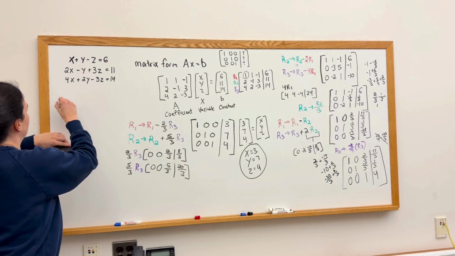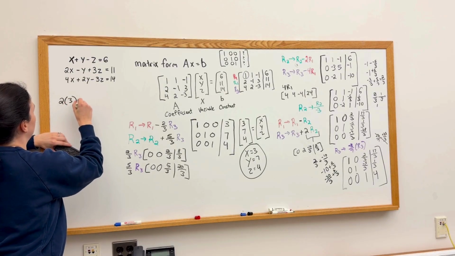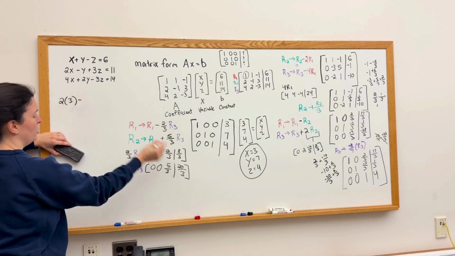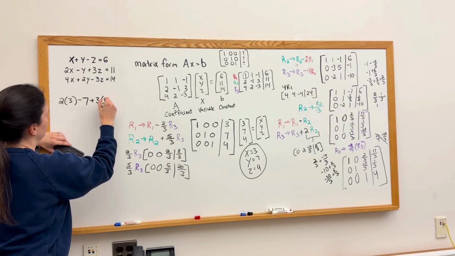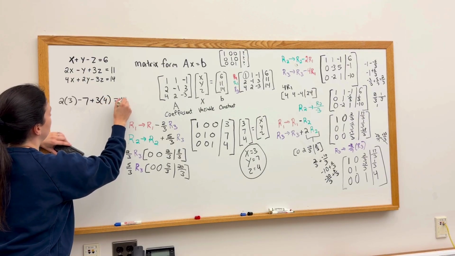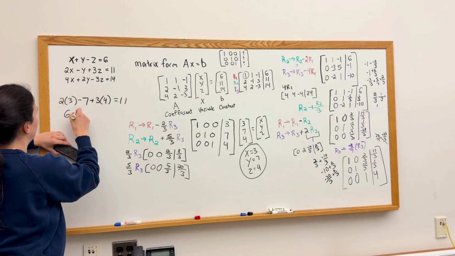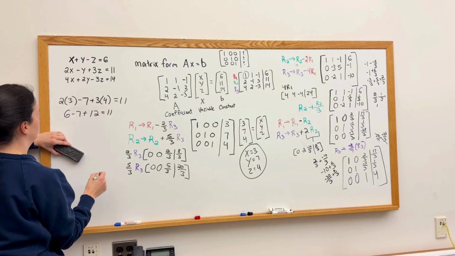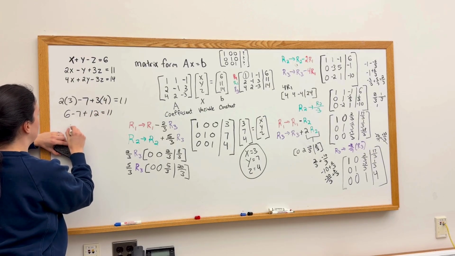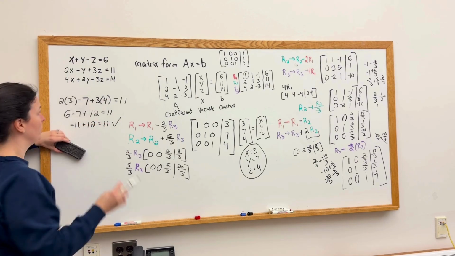2 times x, which is 3, minus y, which is 7, plus 3 times z, which is 4, is equal to 11. If we distribute, 6 minus 7 plus 12 is equal to 11. 6 minus 7 is negative 1, plus 12 is equal to 11. Yes, that is true. That also works out.